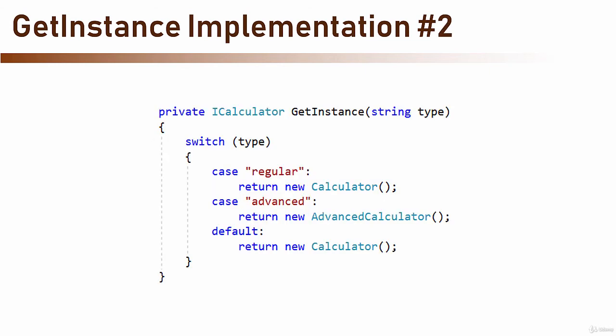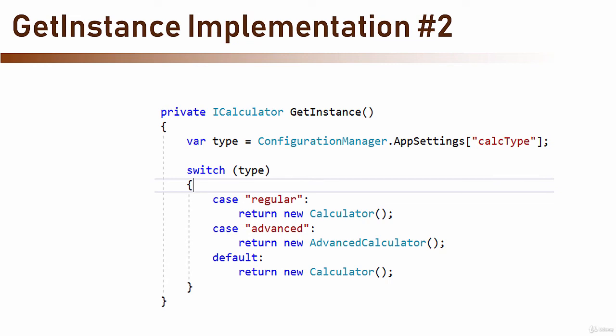Now, let's look at another implementation. This implementation is more sophisticated in that the calling code specifies a parameter that helps the method decide which instance to return. In this case, the calling code specifies which type of calculator should be used. As you can see, the method examines the calculator type received, instantiates the correct class, and returns it. Note again that the calling code has no idea which implementation it got. It always works with the interface.